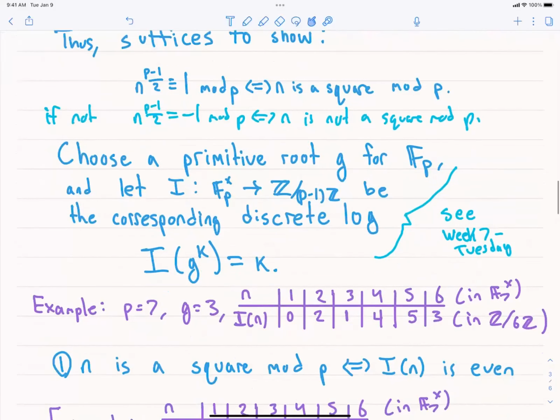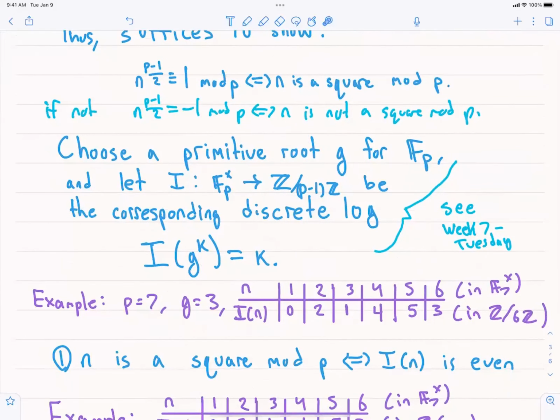So for example, I think this is an example we've computed before, but let me just write it down here. When p is equal to 7, I can take my primitive root to be 3, and then I write down the powers and reverse it, doing this kind of table we've done before, and I get this table that computes I. So when n is 1, 2, 3, 4, 5, 6, I of n is 0, 2, 1, 4, 5, 3. And this really just says 3 to the thing on the bottom is the thing on the top. So I is the inverse function to g to a power.